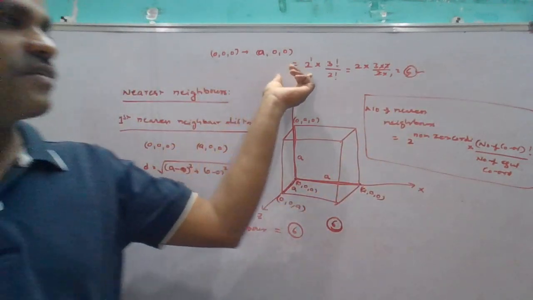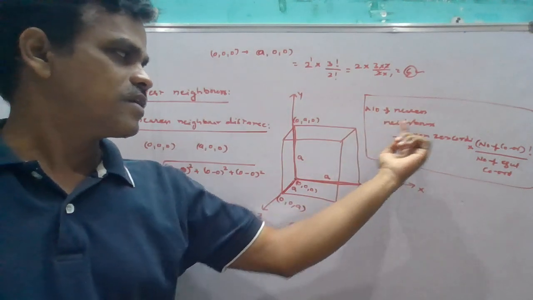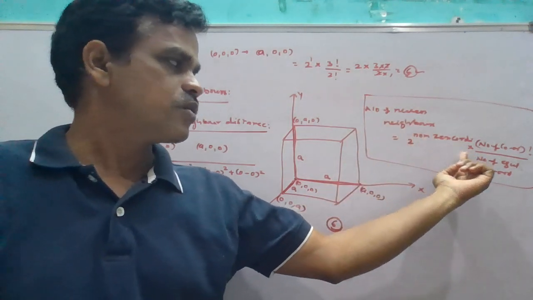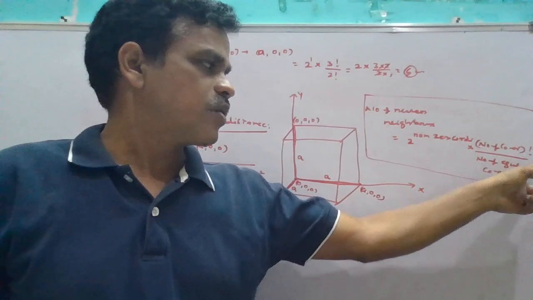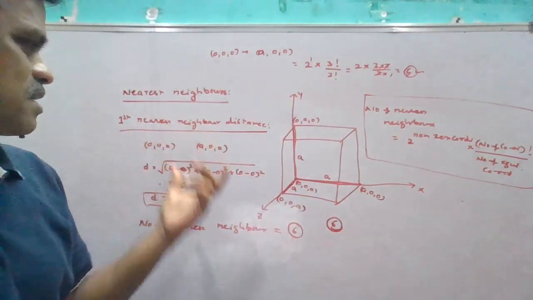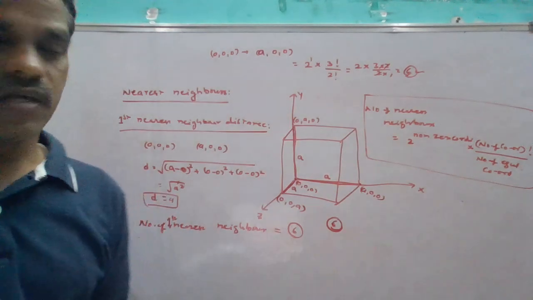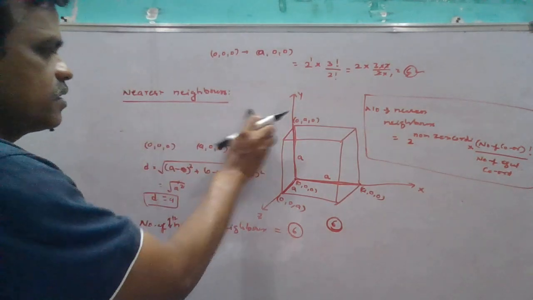So we can calculate like this. The formula for this one: number of nearest neighbors, 2 power non-zero coordinates into number of coordinates factorial by number of equal coordinates factorial. So this is the first nearest neighbor distance I calculated. Now I am going to the second nearest neighbor.